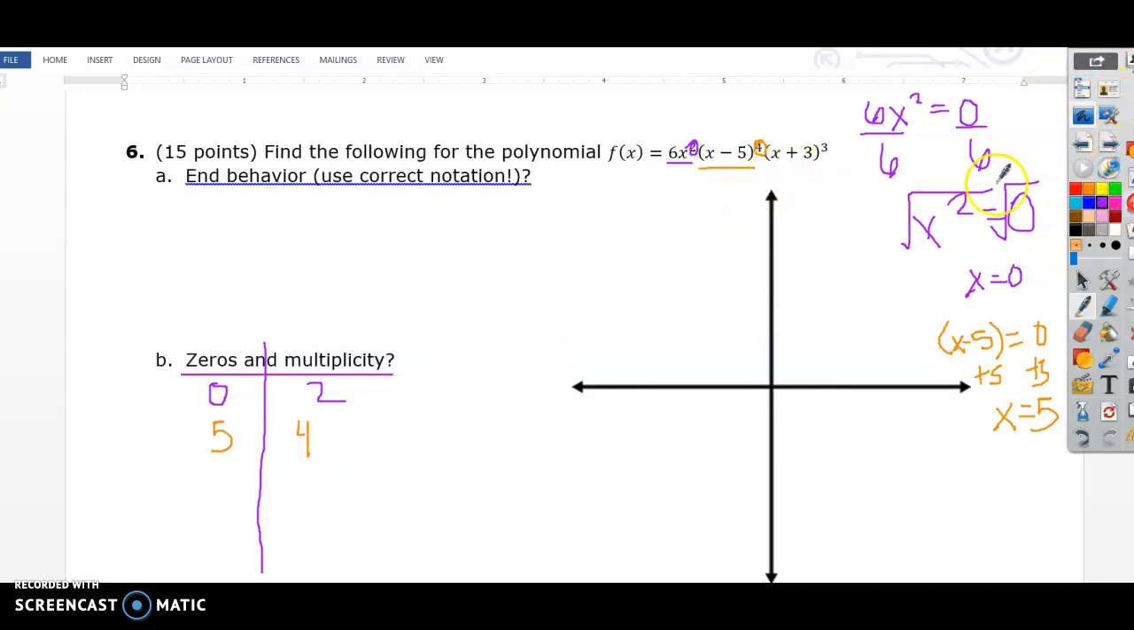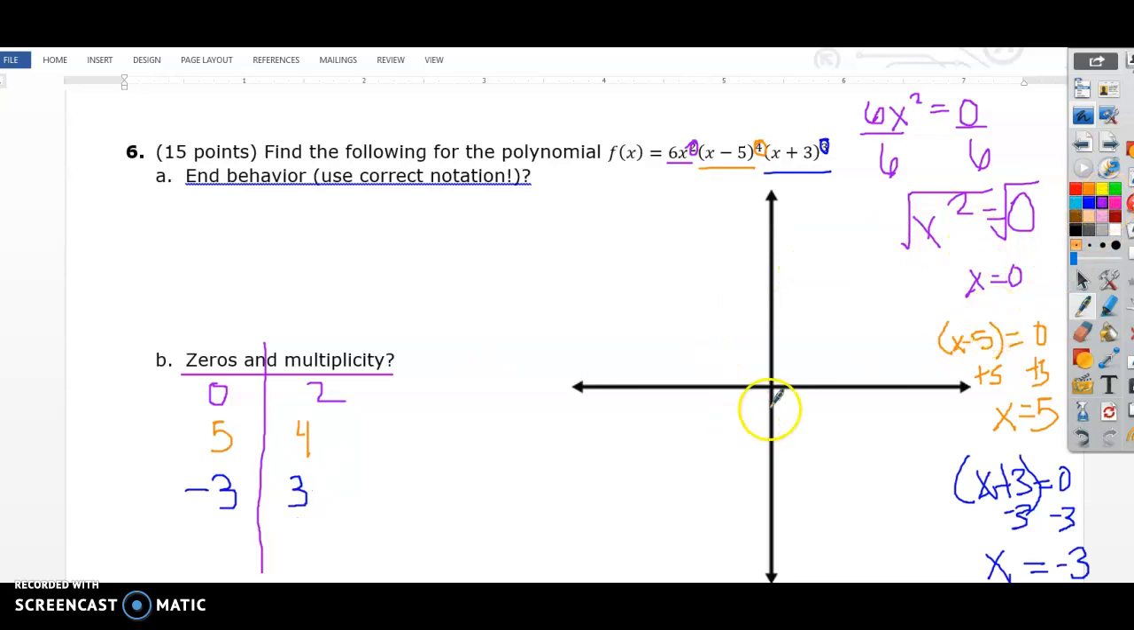And then my last one is x plus 3. I'm going to set that factor equal to 0. Subtract 3 from both sides. So x equals negative 3. So my last zero is negative 3. The exponent there is 3, so that means my multiplicity is 3.